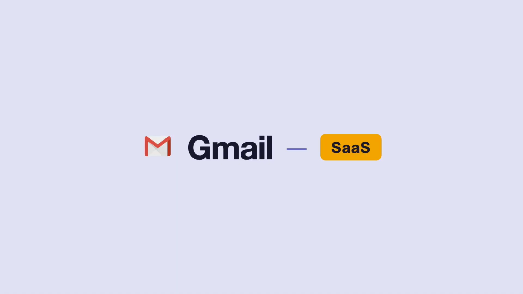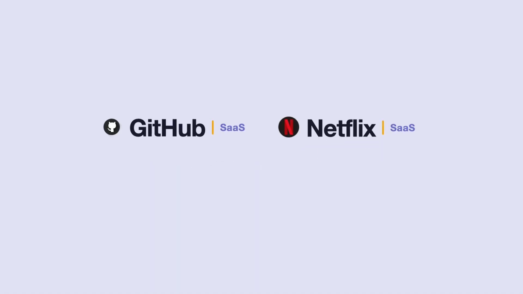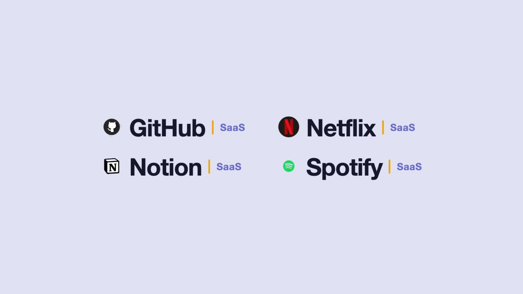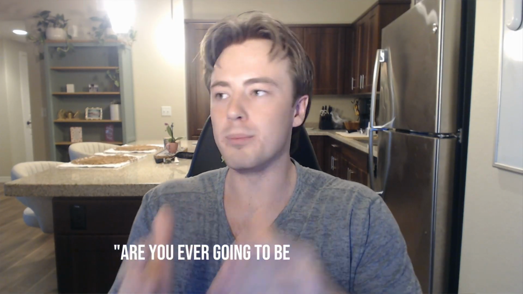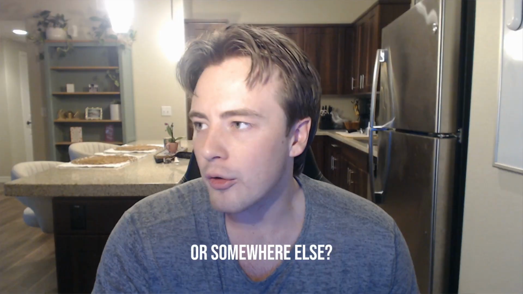Gmail, SaaS. Slack, SaaS. GitHub, Netflix, Notion, Spotify. Every single one. You've been a SaaS customer your whole life. The question is, are you ever going to be a SaaS builder? Here's the pattern that makes every single one of them work. Before I tell you, think about an app you use every day. Where does your data live? On your machine or somewhere else?